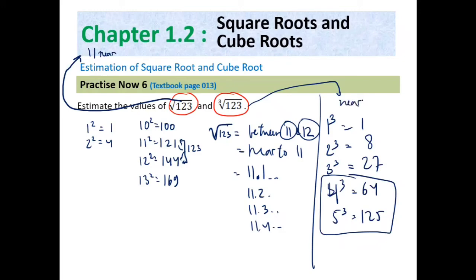5. That's right. Thank you. Near to 5. Why? Because 123 to 125, 1, 2, 3, is nearer to 5 than 4. Near to 5. So what's the answer? It might be 4.7, 4.8, or 4.9 something. We never know unless we use the calculator. Okay, again, 11 near, so 11.1 atau 11.2. Kalau yang ini dekat 5 ya, 4.8, 4.9 maybe. Okay.